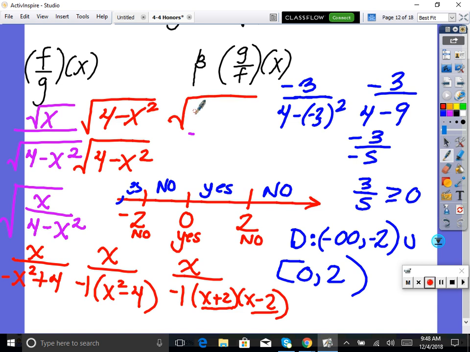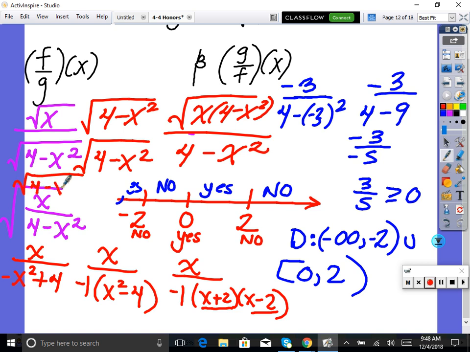So we have the square root of x times 4 minus x squared on top, don't we? And then on bottom, what would we have? 4 minus x squared. The square root of 4 minus x squared times the square root of 4 minus x squared is the square root of 4 minus x squared, squared, isn't it? So then root cancels out with power. 4 minus x squared is on bottom. So there's your answer, and there's your domain answer.